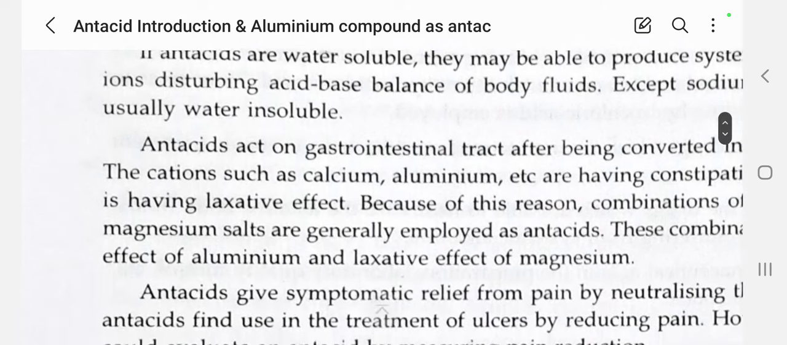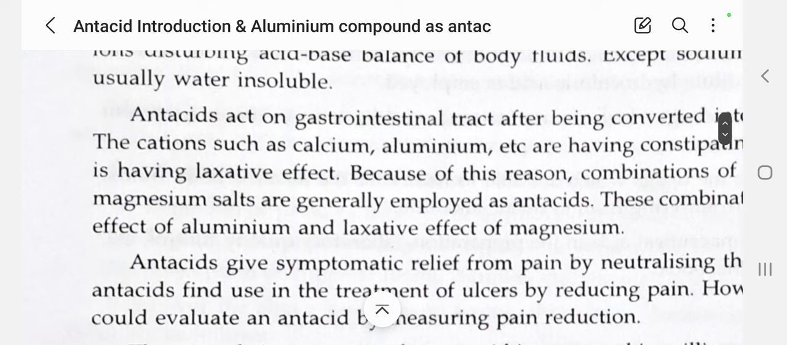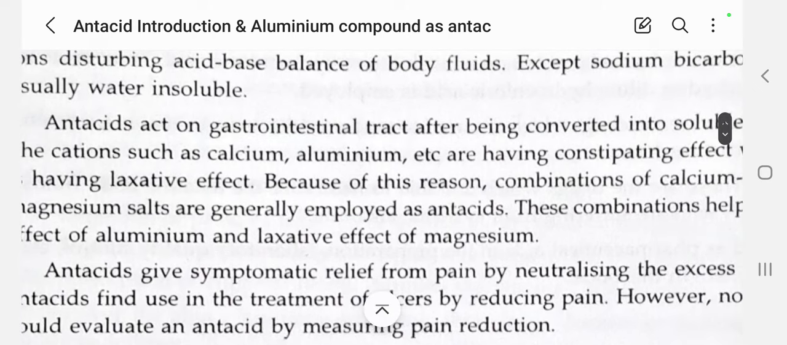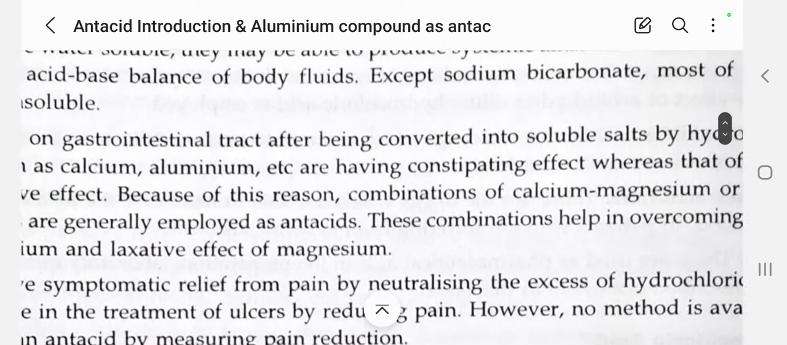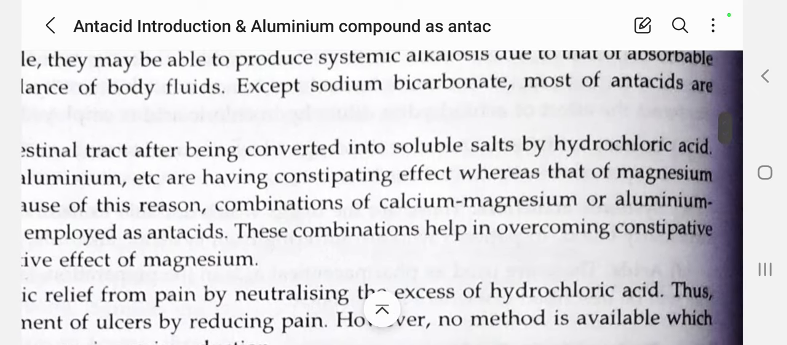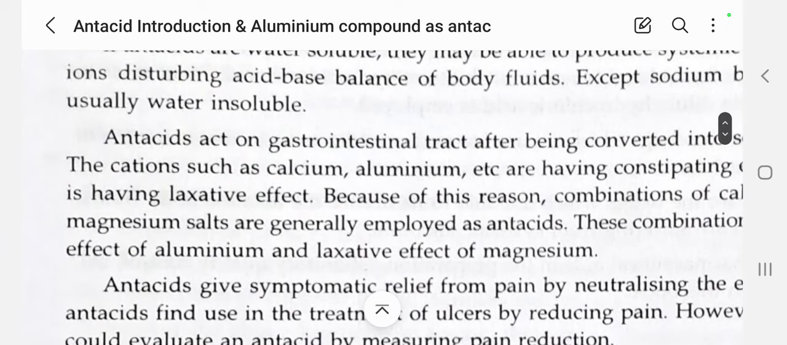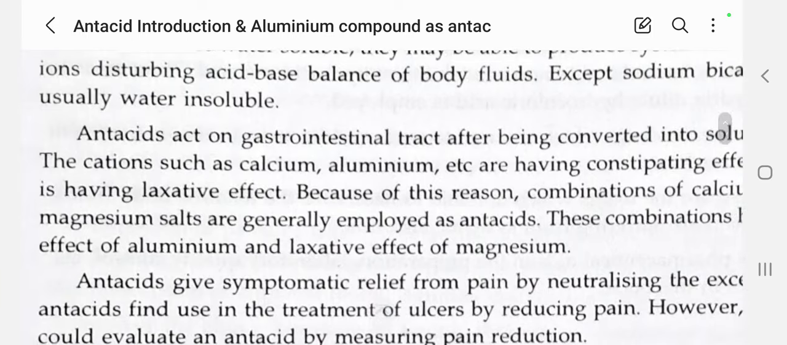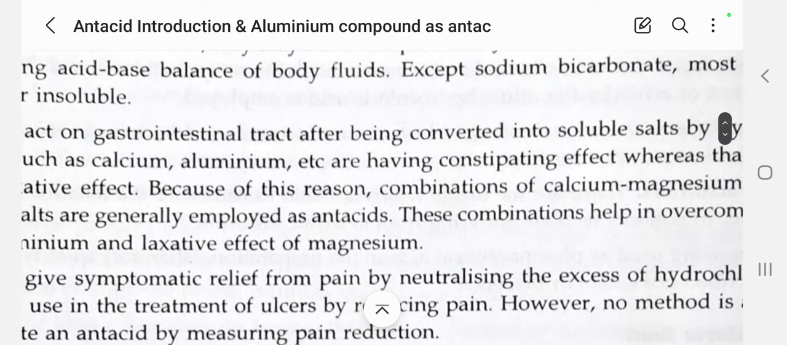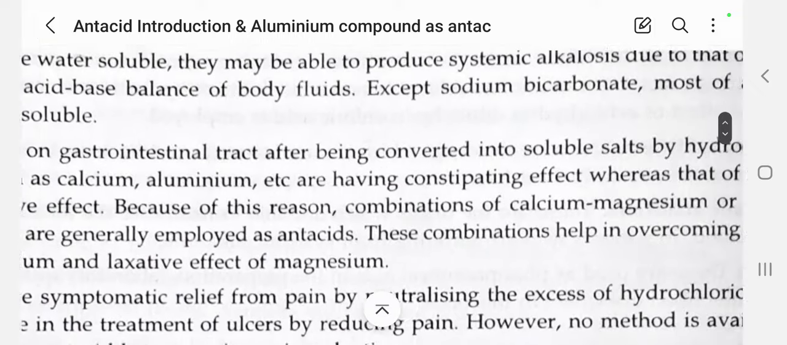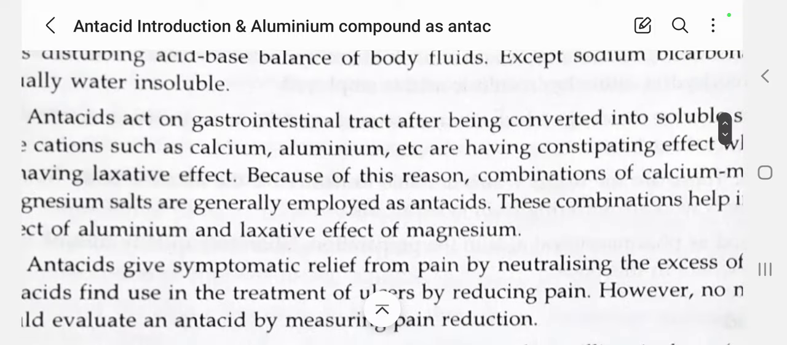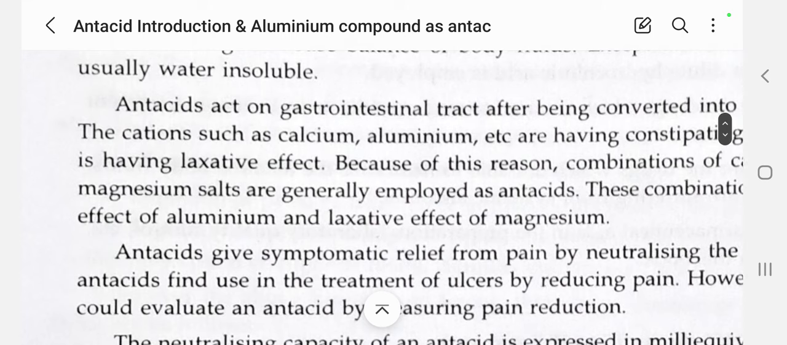Next, antacids act on the gastrointestinal tract. After being converted into soluble salts by hydrochloric acid, the cations such as calcium and aluminum have a constipating effect, whereas magnesium has a laxative effect.